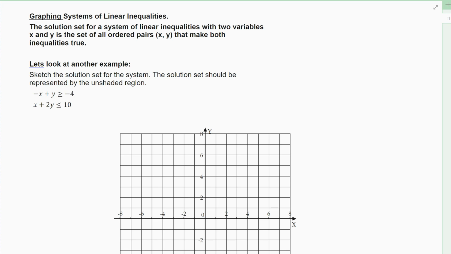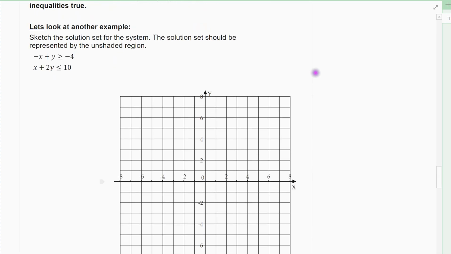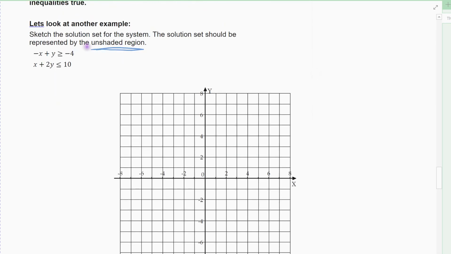Alright, so again, the solution set is any pair, any two variable pair, that makes the inequalities true for every inequality in the system. Right? And again, we always do equal to, so it's always the edges, and then whatever's left unshaded. So remember, we shade in the side we don't want, we leave the side we do want unshaded. Usually we'll stay with the unshaded region, but if you solved it the other way, you still get the same area, you just have to know how to translate it into what we're looking for.